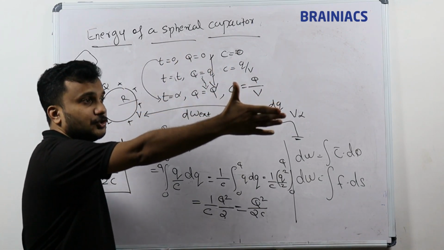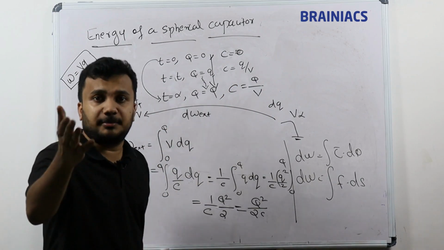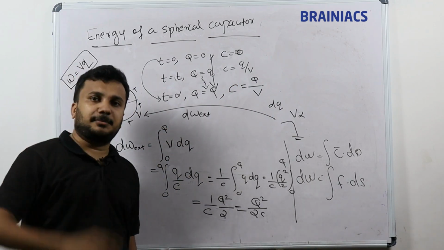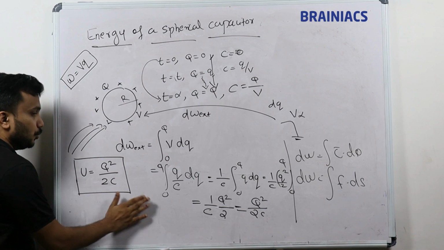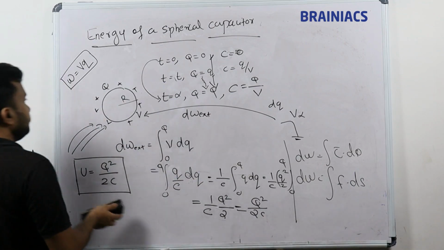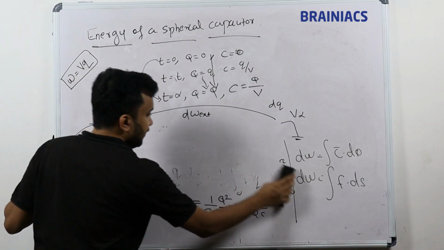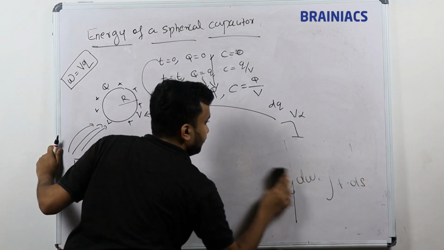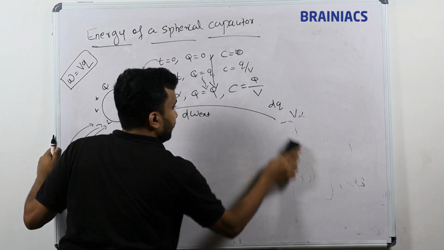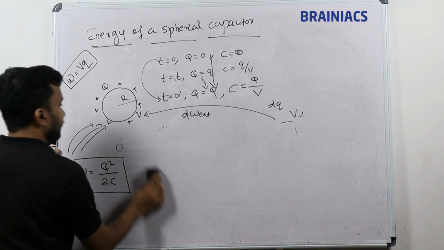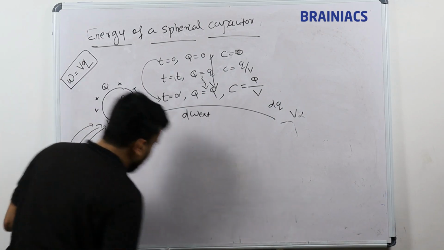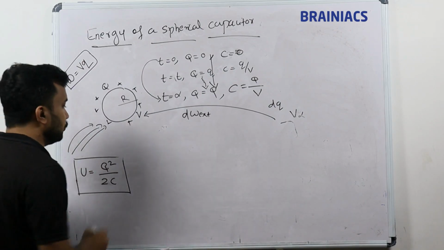What is the energy stored in a capacitor? You will say Q square by 2C. Any type of capacitor, it is Q square by 2C. So I am taking this area. You can note down these points, then we'll move further. So Q square by 2C.